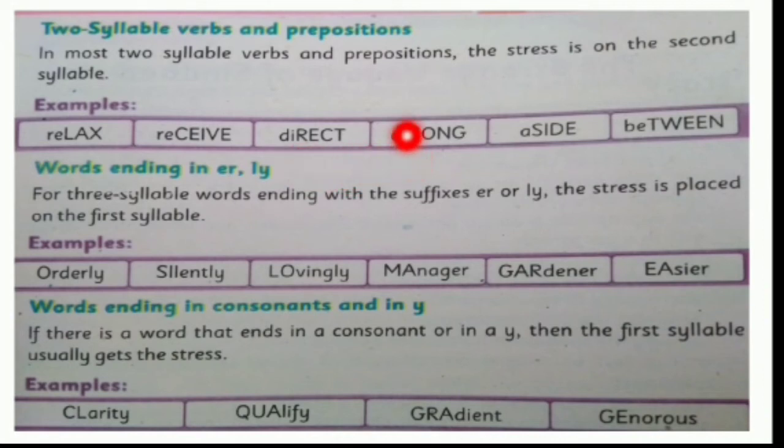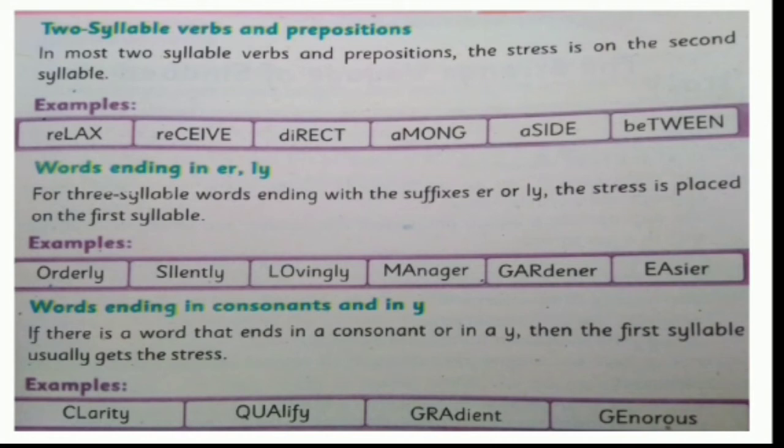Among shows a separate syllable, and the rest of the word is the second syllable, and the stress has been placed on the second one. Similarly, aside. This is a preposition, and again the stress has been placed on the second one. Between, similarly, the stress has been placed on the second one.